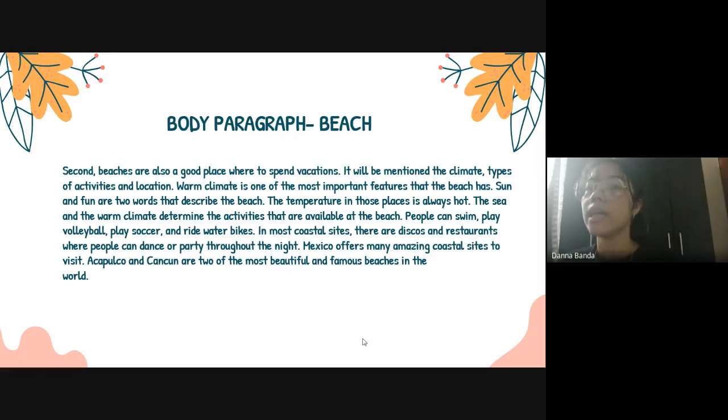Okay, here is the second body paragraph that is about the second subject that we are talking about, that is the beach. And here we list the same kind of information as in the previous one, that is 3 points: the climate, type of activities, and location, right? Okay, next one, please.